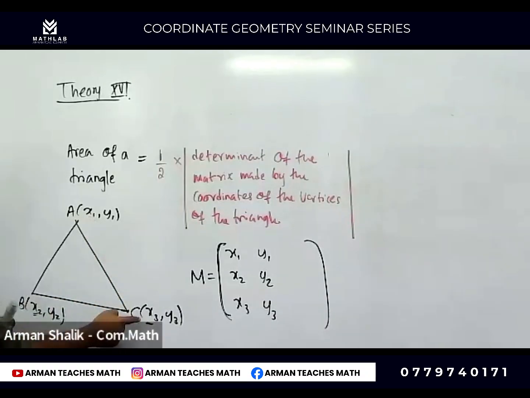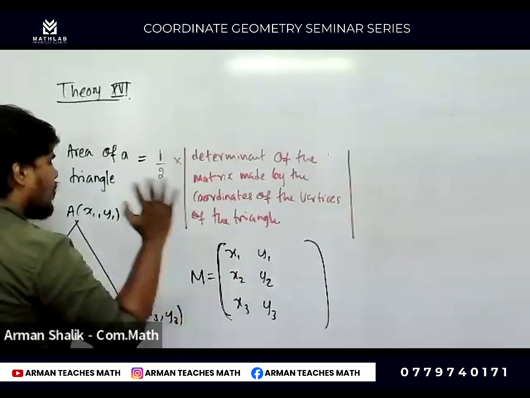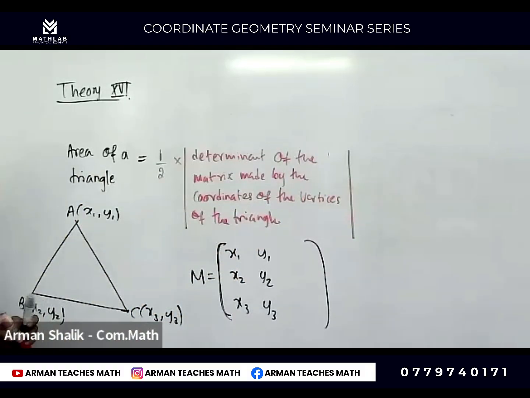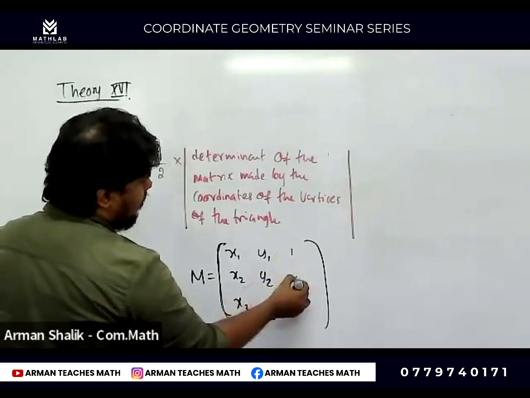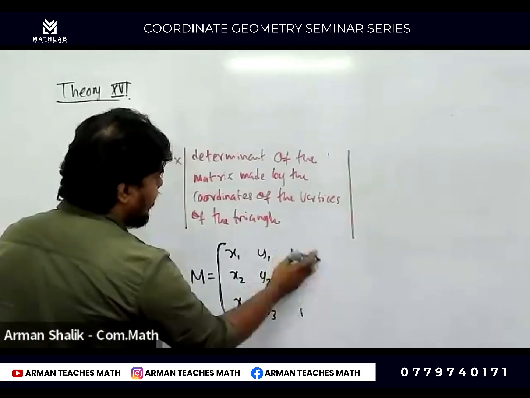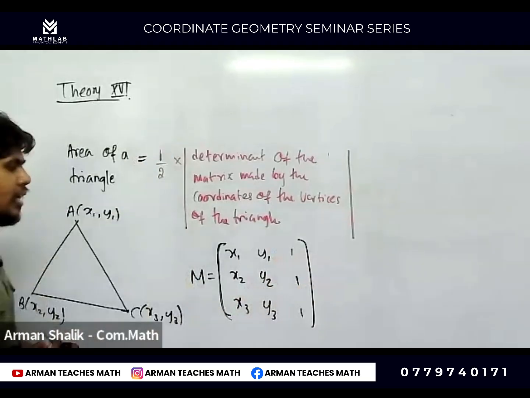You can start from any point: x1, x2, x3, or x2, x3, x1, or x3, x1, x2, as you like. But the same order you have to maintain for y coordinates also. The last column is always 1, 1, 1. How do we define the matrix? X coordinates in one column, y coordinates in the second column, and then 1, 1, 1. This is the matrix.